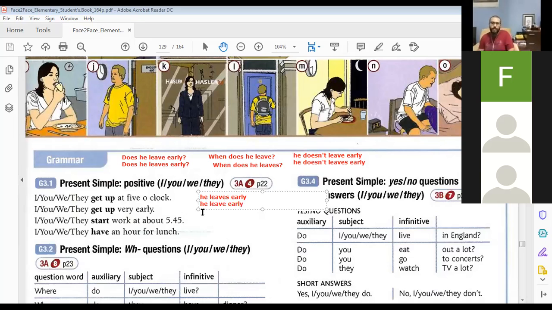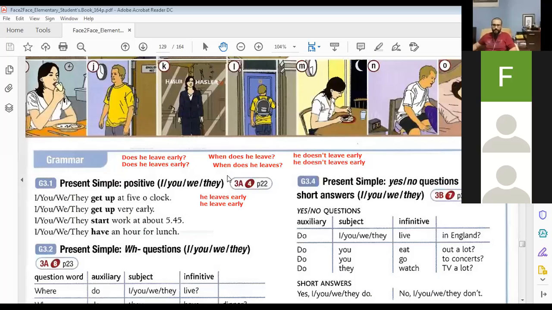Okay. Now, in each of these four couples, one of them is correct. One of them is not correct. Can we answer? Okay. Yes.